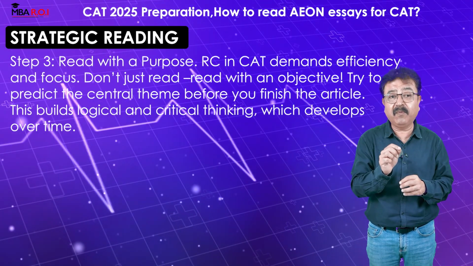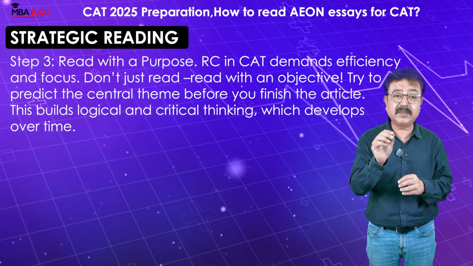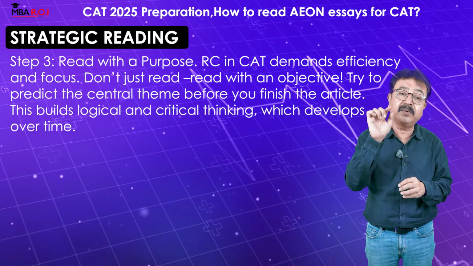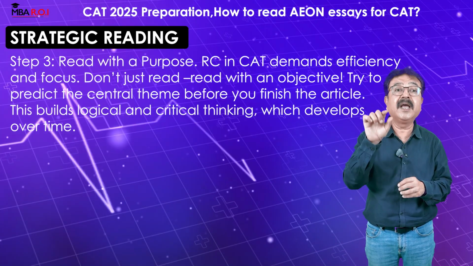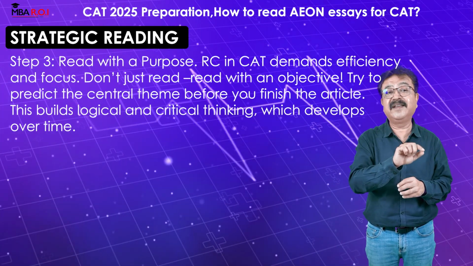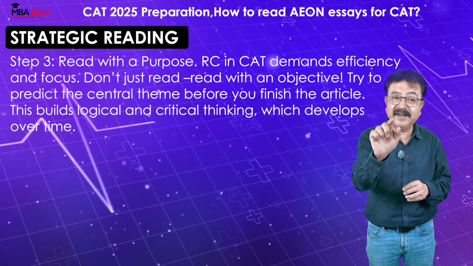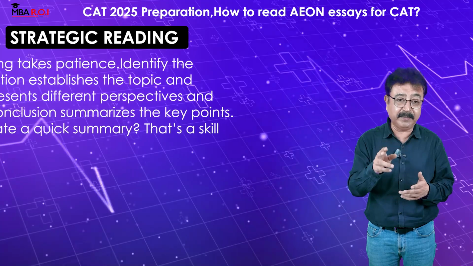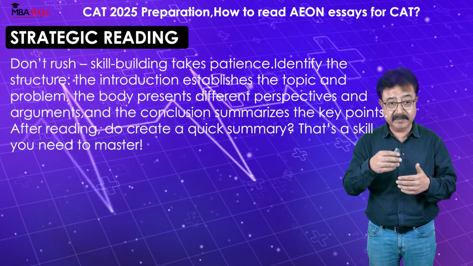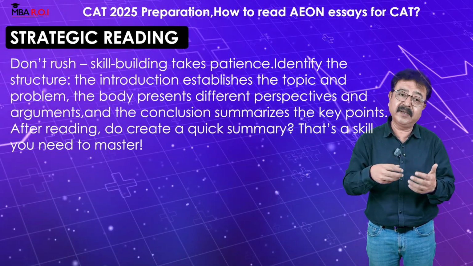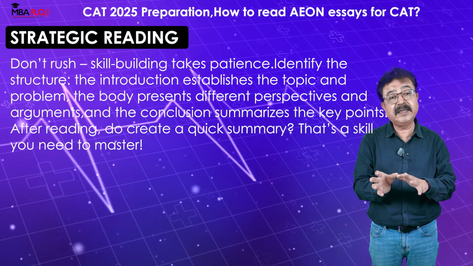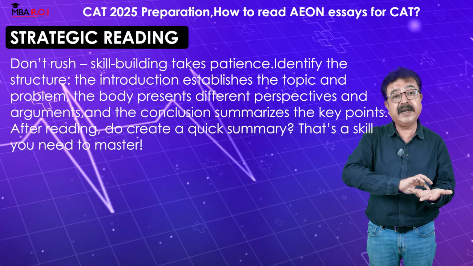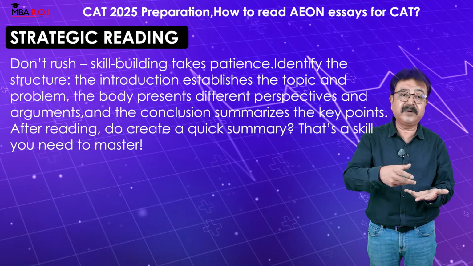What does CAT want from you? CAT wants you to have a skill set where you are able to read unfamiliar subjects with a lot of clarity, and that is what reading is all about. Identify the issues that are being established in the body. The centerpiece will advance the arguments, and the conclusion will conclude everything and give you an idea of what the author is trying to say.